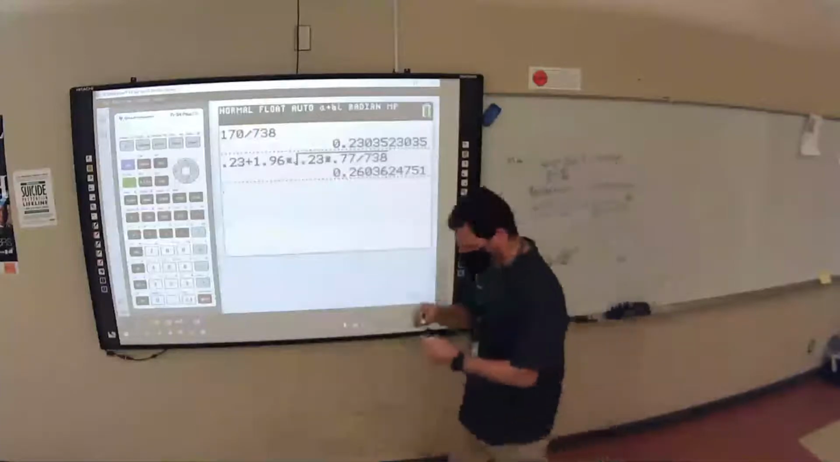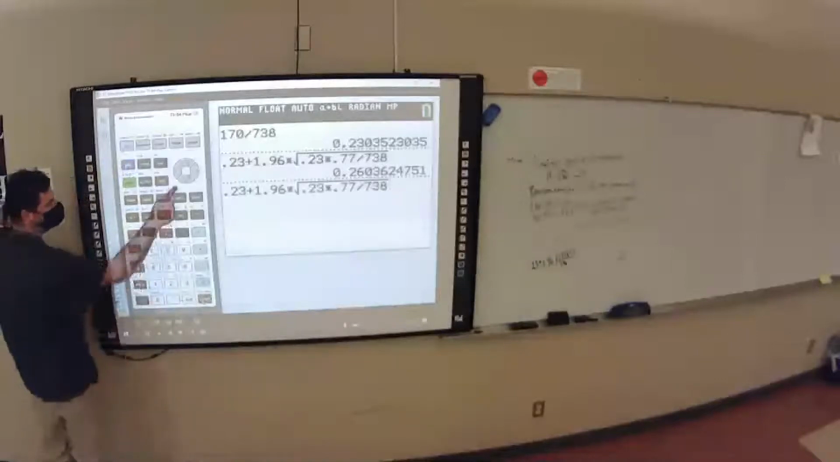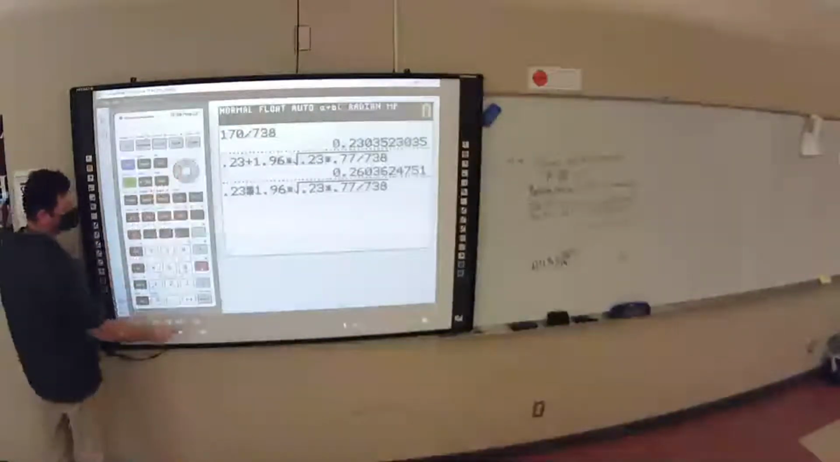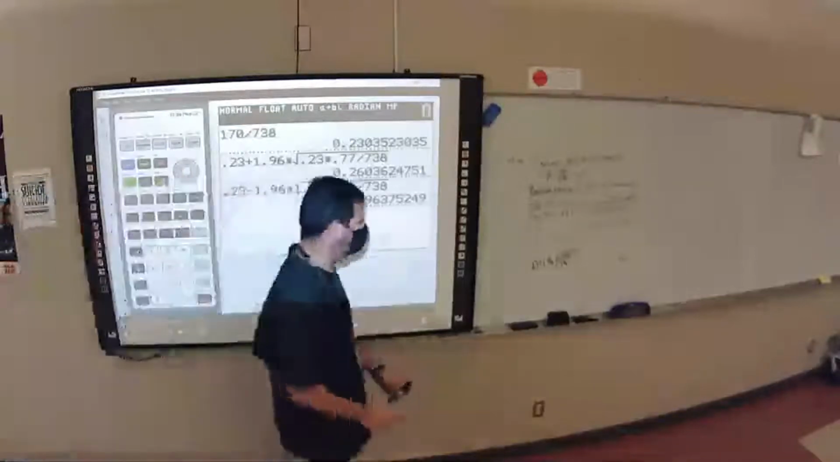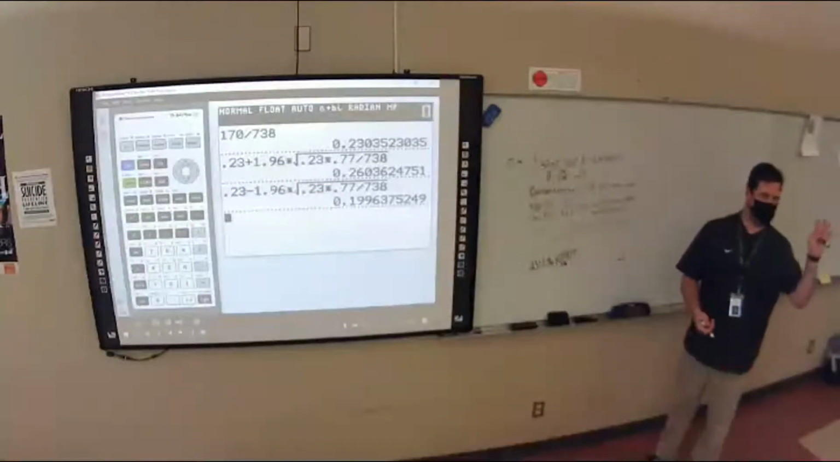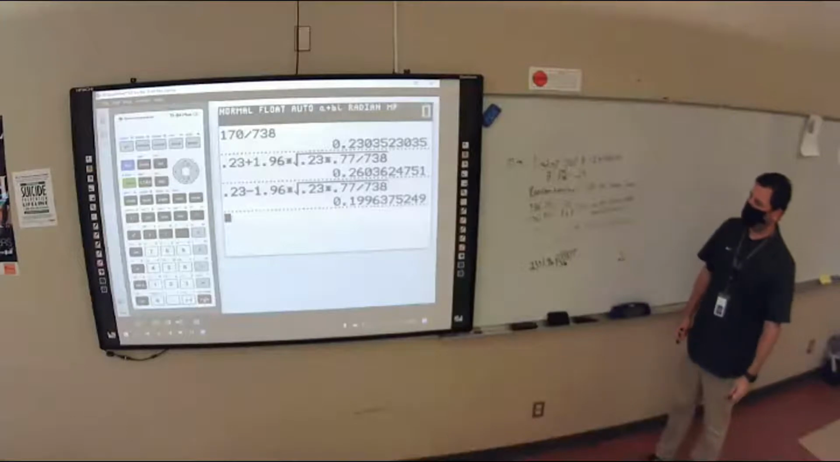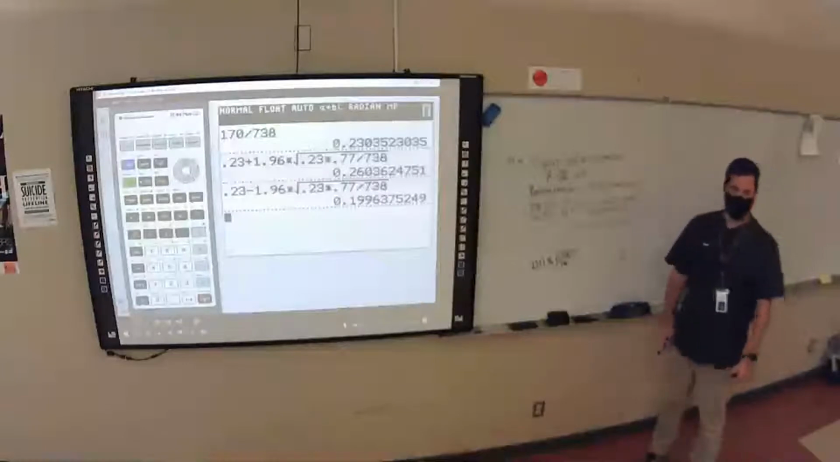Here's a little trick. Second and enter, and it brings all that back up. You just backspace and turn that into a minus. 0.199. Actually, they're not going to care. If you put 0.199, and somebody else puts 0.2, and somebody puts 0.20, you'll all get full credit.